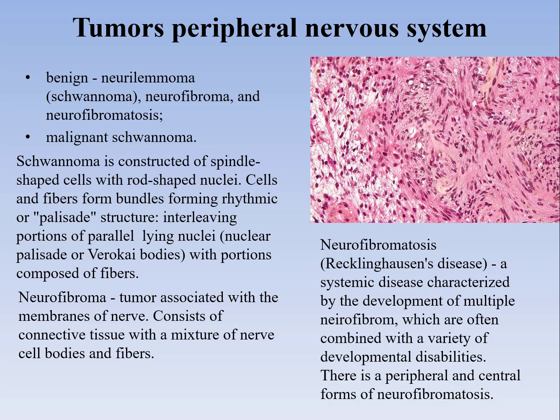Neurofibroma is a tumor associated with the membrane of the nerves, consisting of connective tissue with a mixture of nerve cells, bodies, and fibers. Neurofibromatosis, or von Recklinghausen disease, is a systemic disease characterized by the development of multiple neurofibromas, which are often combined with a variety of developmental disabilities. There are peripheral and central forms of neurofibromatosis.